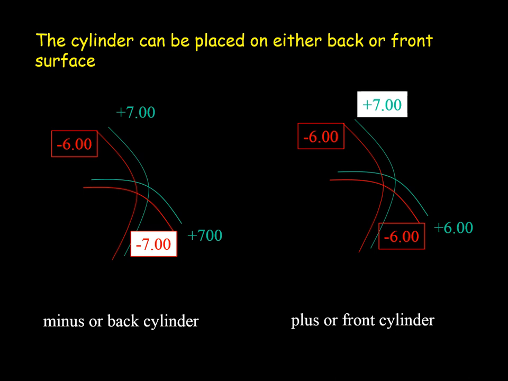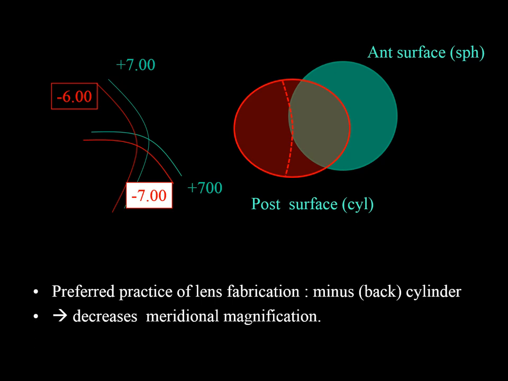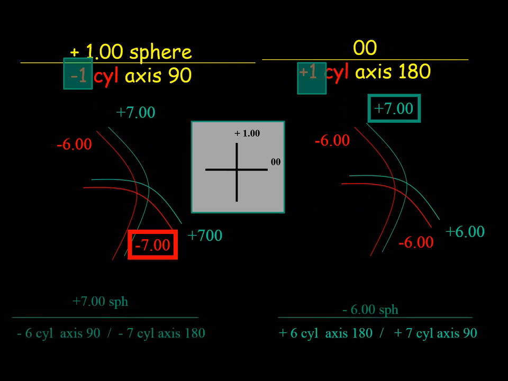So the cylinder can be placed on either the back or the front surface. The back surface is used when we are using a minus cylinder. The front is used when we are using a plus cylinder. When we're fabricating the lens, we prefer to put a minus cylinder on the back. This will decrease the meridional magnification. So all the time we try to build the minus on the back. And this is the idea of making transposition.